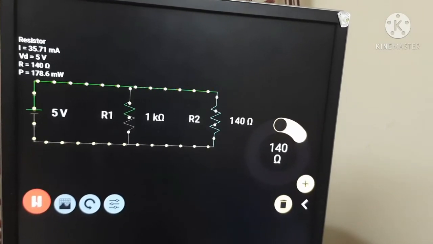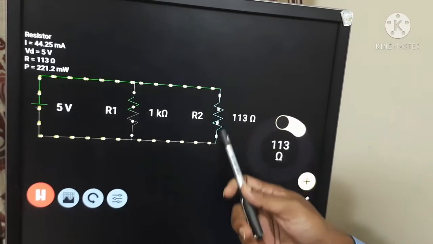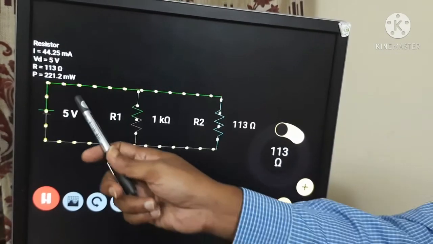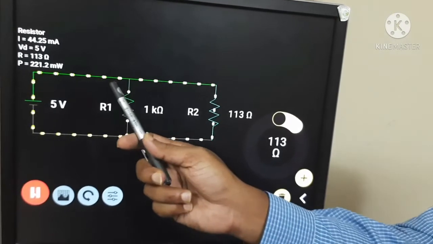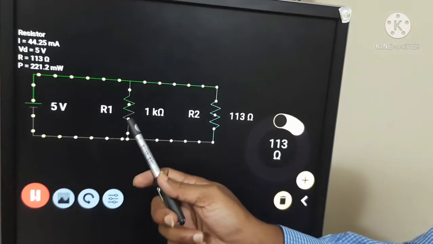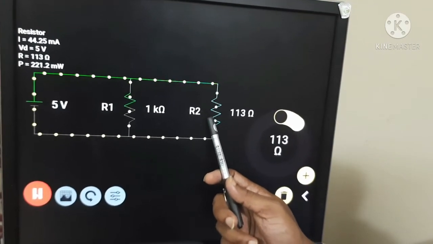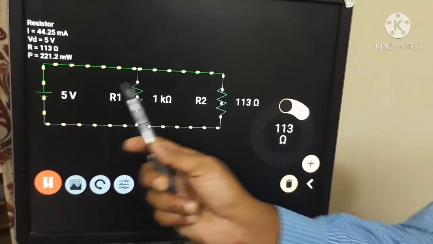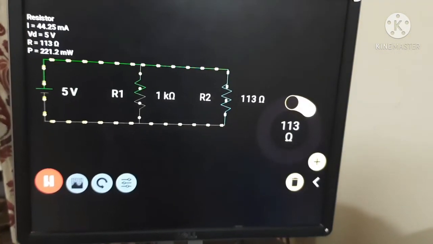You can even see the flow of electrons, the flow of current, is more in R2 compared to R1, because the current always chooses the path of less resistance, and compared to 1K, this has less resistance. Again the same formula: the power dissipation across R2 is I square R. The current flowing through it is 44.25 milliamperes, squared, times the resistance. You will get 222.2 milliwatts. The same thing is applicable for R1 also.